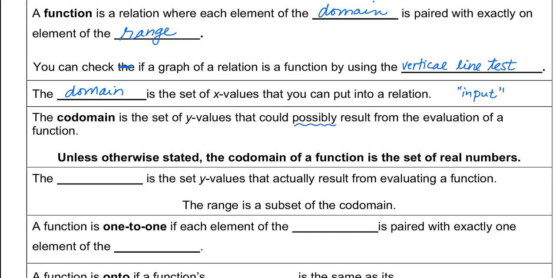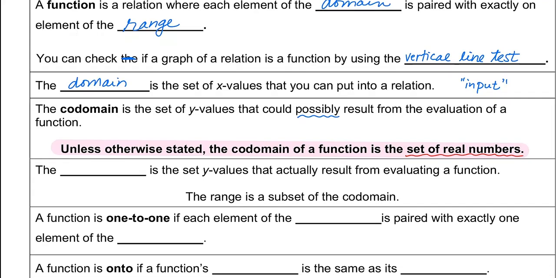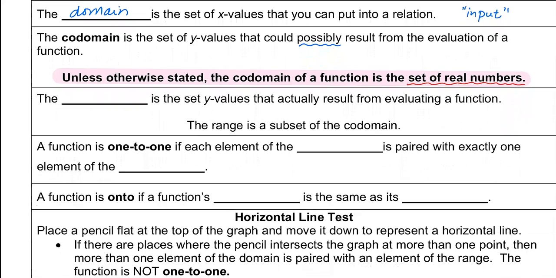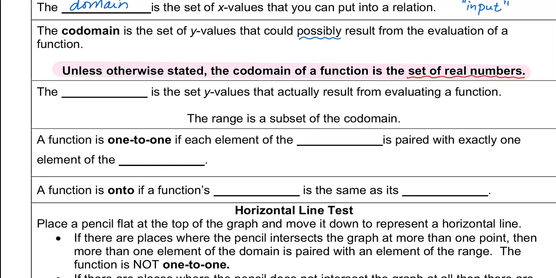The important thing to keep in mind here is this: unless otherwise stated, the codomain of a function is the set of real numbers. So a lot of times they'll either tell you what the codomain is in today's lesson, or they won't. And if they don't, then you're going to say that it's the set of real numbers. And as we go through today, I'll make sure I highlight that.